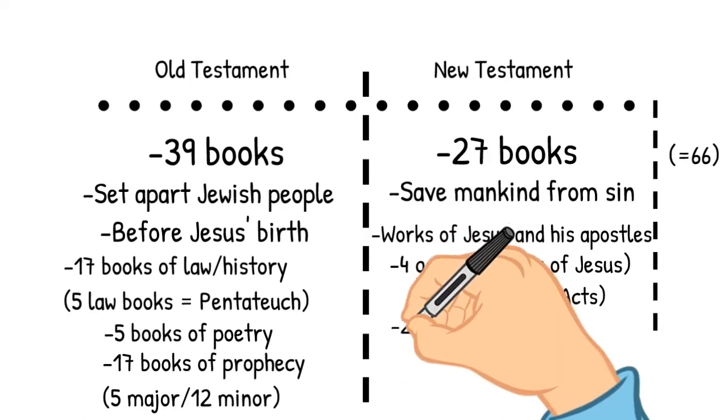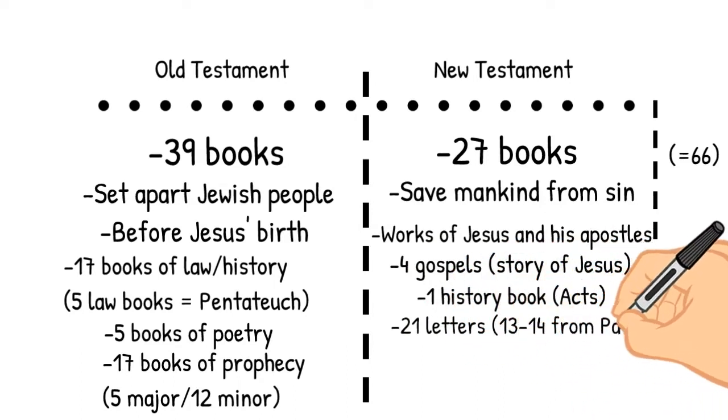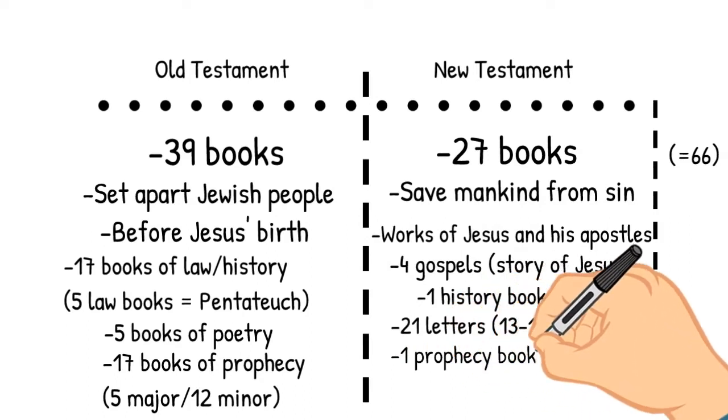Next, you have 21 books that are letters written mostly by the apostles. Paul wrote most of them, and most of the letters are written to churches in different areas, which is how the books are named. Some letters are written to specific people, like 1st and 2nd Timothy, Titus, and Philemon. You're basically reading other people's mail in these books. Remember that understanding the very first target audience for the book is important, or it is easy to assume things incorrectly. Last but not least, the New Testament finishes with the one prophecy book of Revelation.